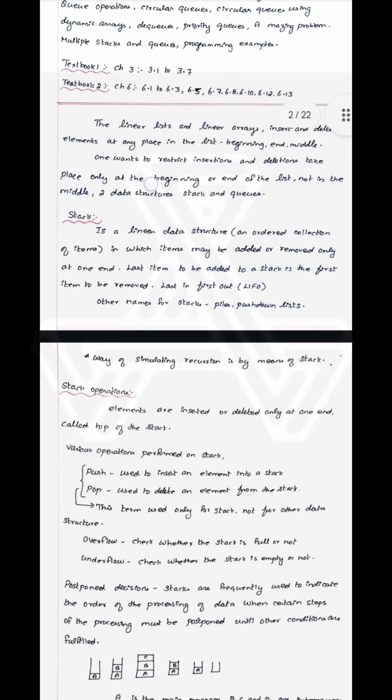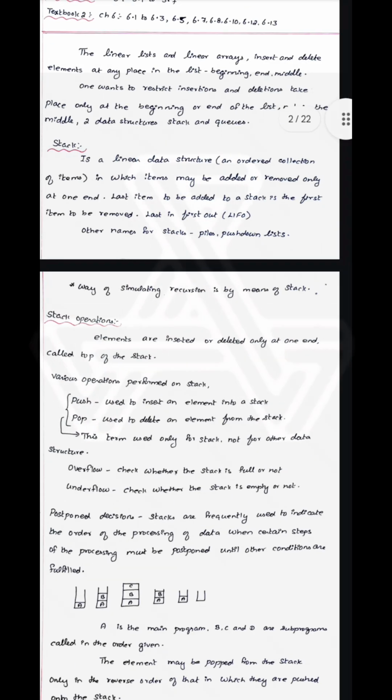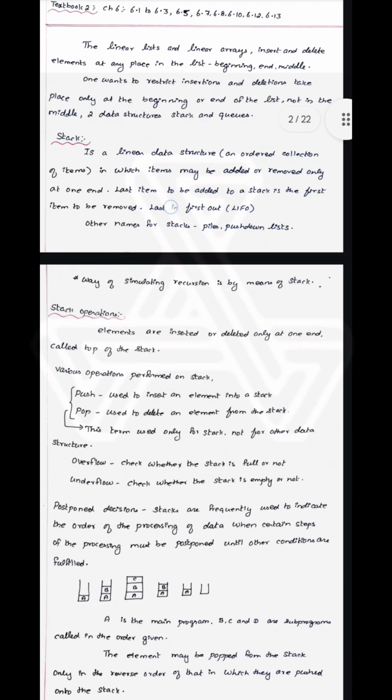A stack is a linear data structure, an ordered collection of items in which items may be added or removed only at one end. The last item to be added onto the stack will be the first item to be removed: last in, first out. Other names of stacks are piles and push down list. One way of simulating recursion is by means of stacks.